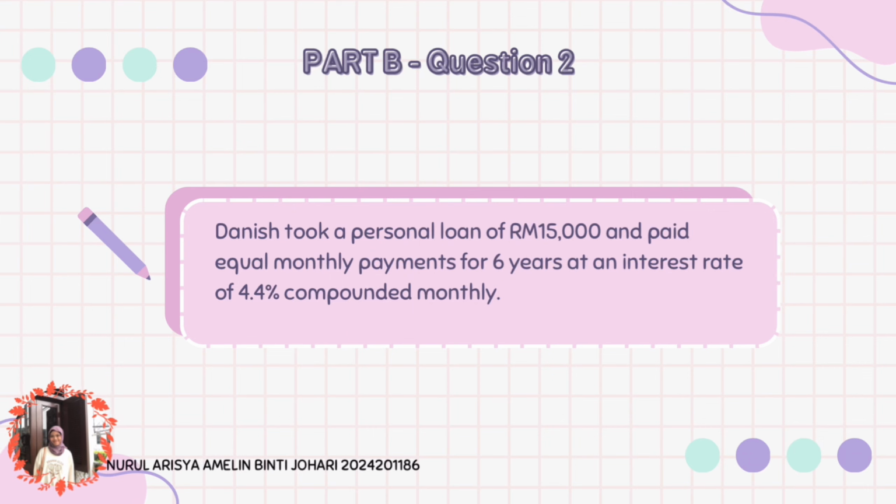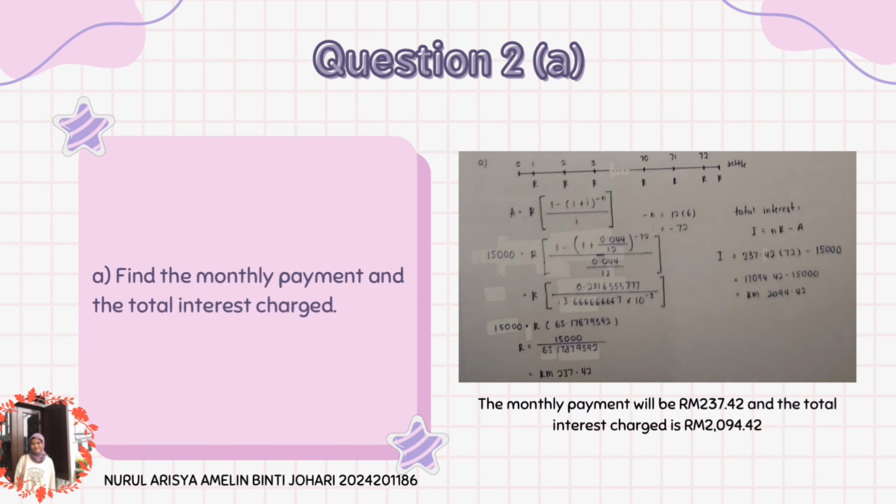Part B, Question 2. Danish took a personal loan of 15,000 ringgit and paid equal monthly payments for 6 years at an interest rate of 4.4% compounded monthly. Question 2A. Find the monthly payment and the total interest charge.